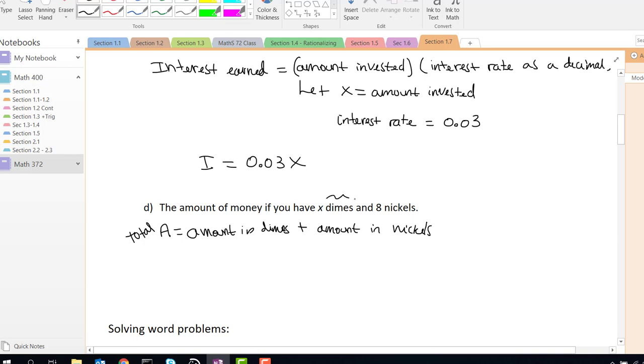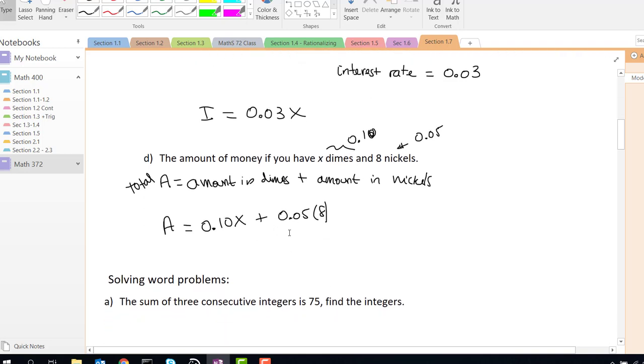So how much is a dime worth? It's 10 cents. How much is a nickel worth? It's 5 cents. So my total amount is going to be the amount in dimes. We don't know how many dimes we have, so we're going to say X dimes. So it's the number of dimes times how much each is worth. A dime is worth 10 cents, so it's 10 cents times the number of dimes that I have, plus the amount in nickels. I have 8 nickels, and each nickel is worth 5 cents. And so that's what this expression will be. Of course, you can multiply this out to simplify it.